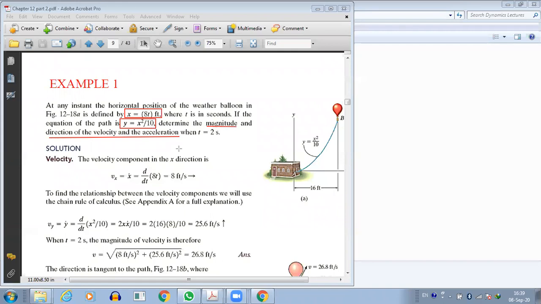So if we want to find the velocity and acceleration, let's discuss velocity. How can I find the velocity? Magnitude and direction. If I know the components of velocity, Vx and Vy, I can find the magnitude and the direction. So how do I find Vx and Vy? Finding Vx is very easy. Why? Because look here, x is given as a function of time, so just differentiate it with respect to time. It will give you Vx. So d by dt, and just replace x as 8t, and you will get Vx. Is this clear or not?